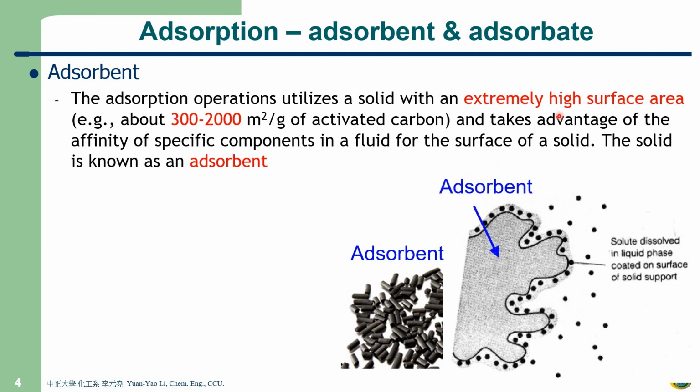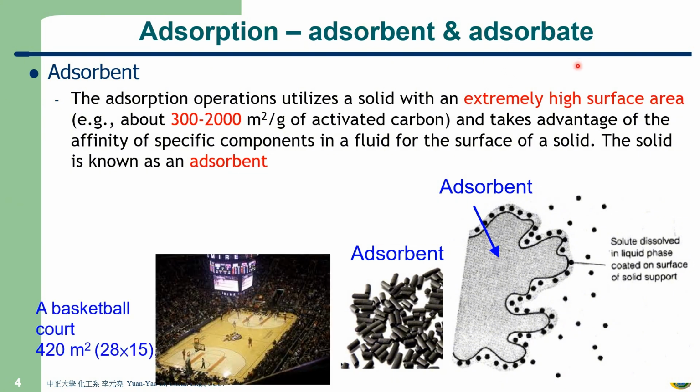Okay, this is called adsorbent. So what is adsorbate? I'm sure you know. One example is, when you play basketball, the basketball court surface is about 420 square meters. But for activated carbon, 1 gram, which is a very tiny weight, the surface area is about the same size as this basketball court. So the surface area is huge.